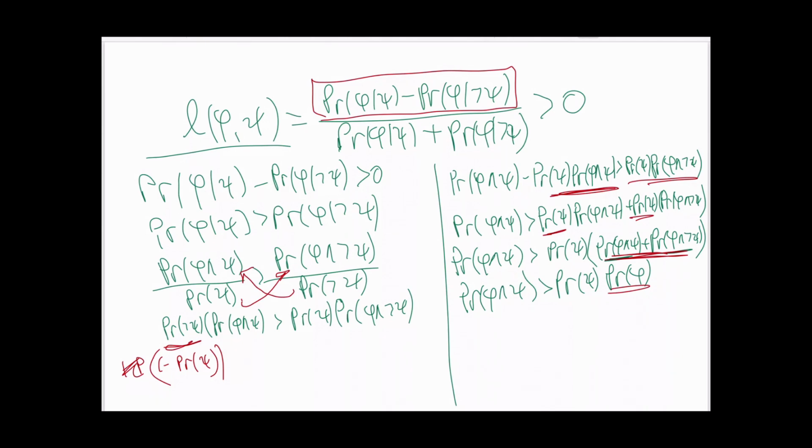So now we're almost done. Notice that the probability of phi can be divided by both sides, so we get the probability of phi and psi divided by the probability of phi is greater than the probability of psi. But this is exactly what we wanted to prove. Because this fraction here is just the probability of psi given phi. And we just proved that that must be greater than the probability of psi. So if L of phi psi is greater than 0, that means that phi is in fact positively relevant to psi.